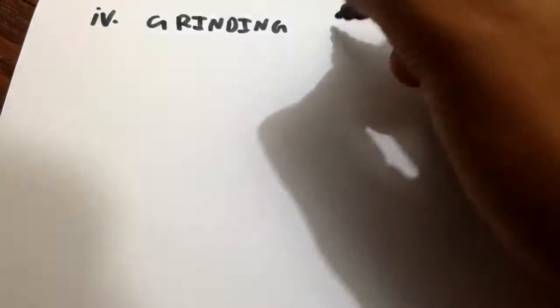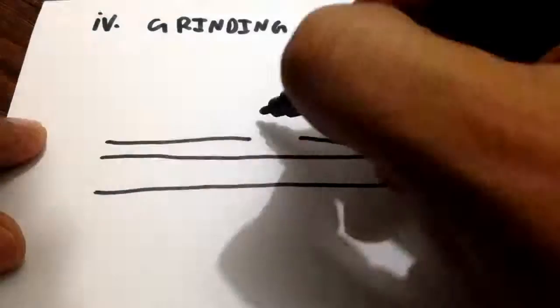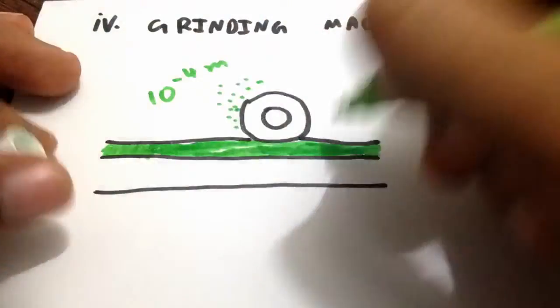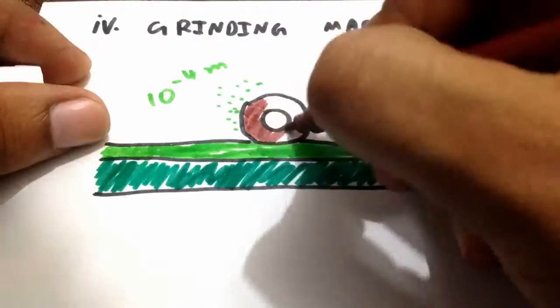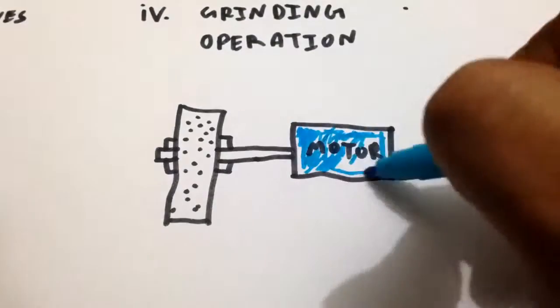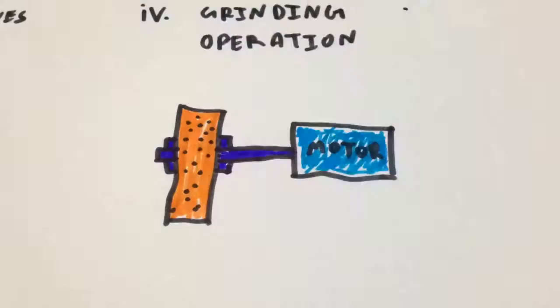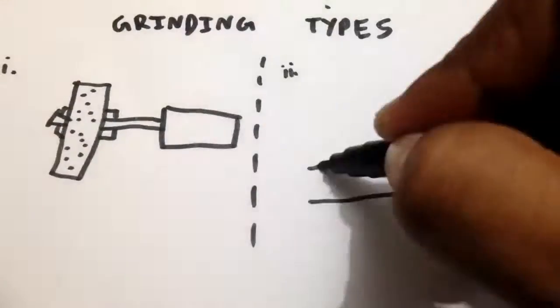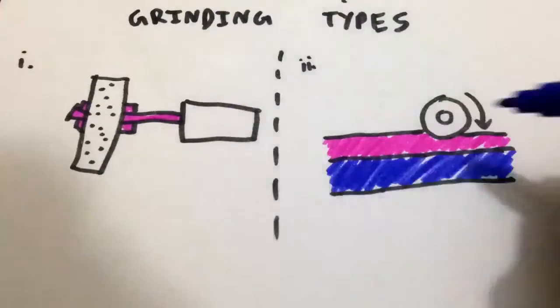Fourth, grinding machine. Grinding is the process of removing a material by the abrasive action of a revolving wheel on the surface of the workpiece. The removal takes place in the form of small chips. Generally, the grinding wheel is mounted on a spindle driven by an electric motor. Due to the small size of the chips, grinding is considered a finishing operation. Grinding machines are normally classified into two types. First, rough or non-precision grinders. Second, fine or precision grinders.